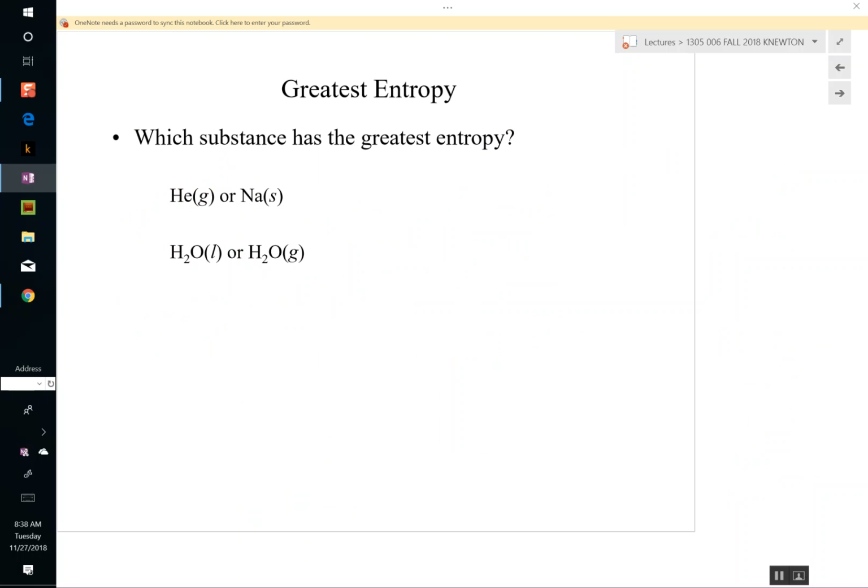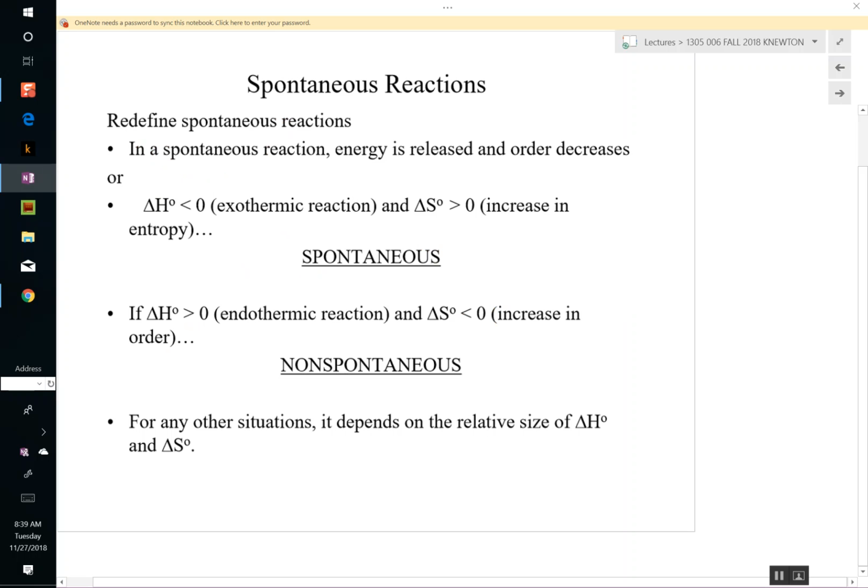Helium gas versus a solid sodium, which one has higher entropy? Liquid water versus water vapor. Water vapor. All right. So we're not getting into any numbers. I just want you to appreciate what entropy is: randomness. The more random, the higher the entropy.